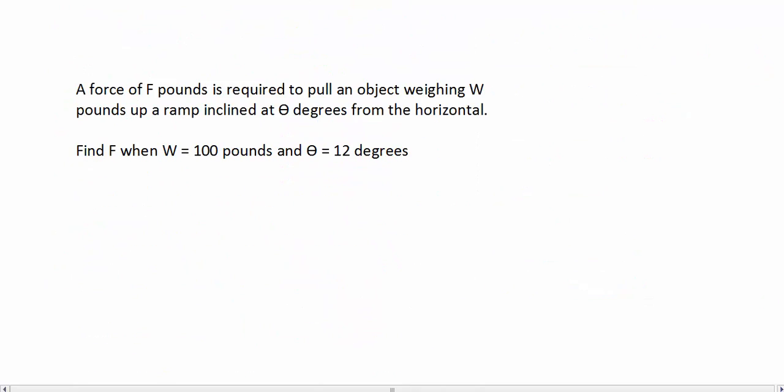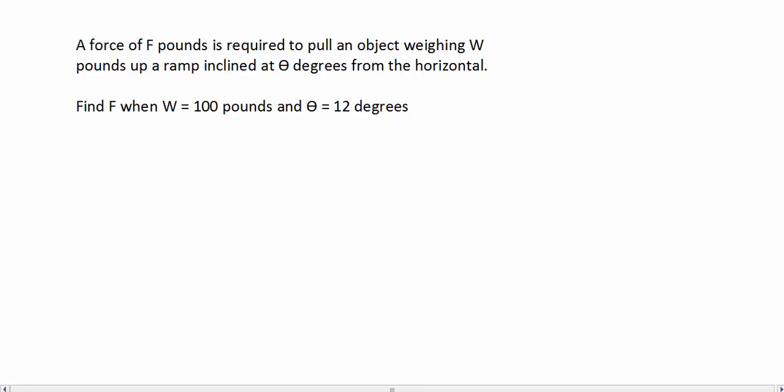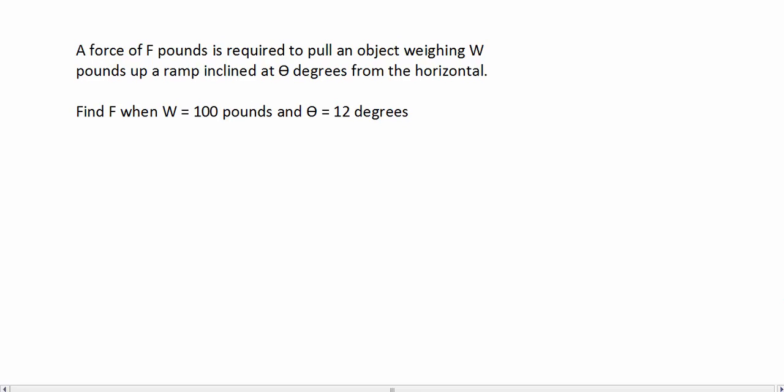Okay, we have one more application problem here, and this one is dealing with a ramp, and it says that a force of F pounds is required to pull an object weighing W pounds up a ramp inclined at theta degrees from the horizontal. And it says we want to find the force F when W is equal to 100 pounds and theta is 12 degrees.